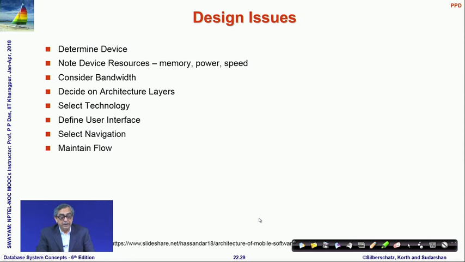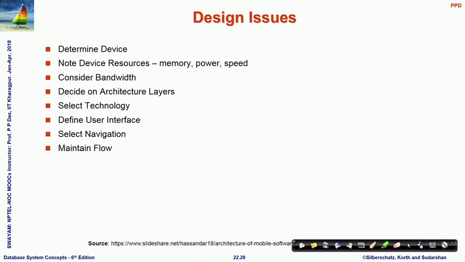And there are several factors to consider in the design issue. You have to first decide on the device, and take specific note of the typical resources that your device will support: memory, power, speed. You have to consider what the bandwidth should be, 2G, 3G, 4G or wireless LAN, what kind of connections you would expect. Decide on the layers in the architecture, select the technology based on the device choice and the other factors, define the user interface, navigation and maintain the workflow.